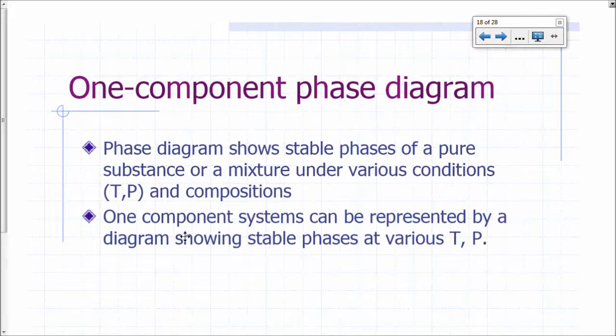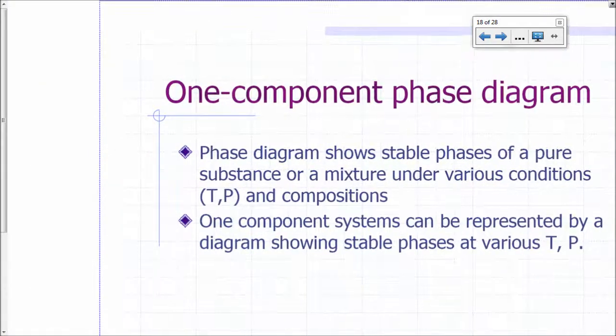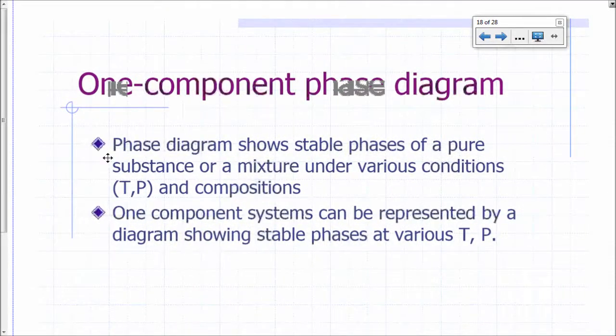All right, so now let's take a look at the phase diagram for a one component system. A phase diagram is just a diagram that shows the stable phases of a pure substance under various conditions.